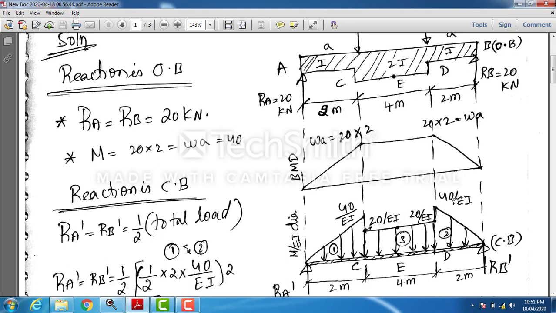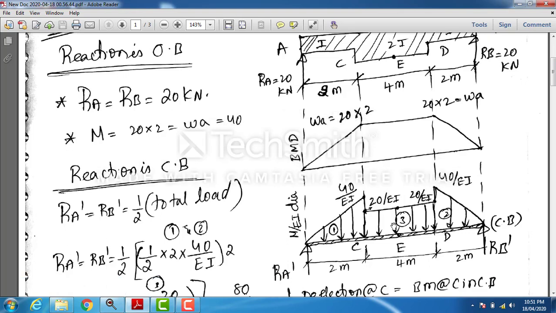Similarly on the other side also. 40 by I value, the first one you got. For the second one, it is 40 by 2EI, so it becomes 20 by EI. At point C and at point D there is a change in cross section, so at these points we will get two bending moment values. One is for I and the other is for 2I. So 40 is for the I value and 20 is for the 2I value, since 40 by 2I gives you 20 by EI.